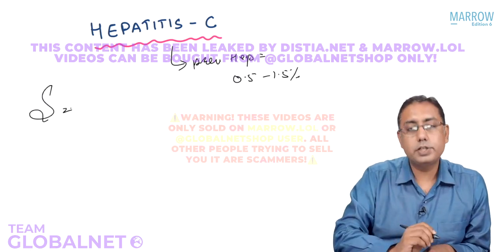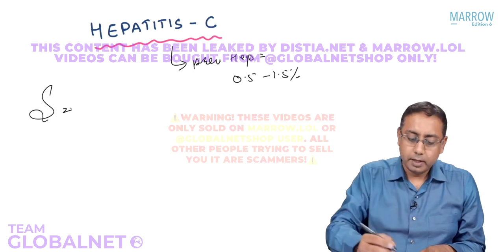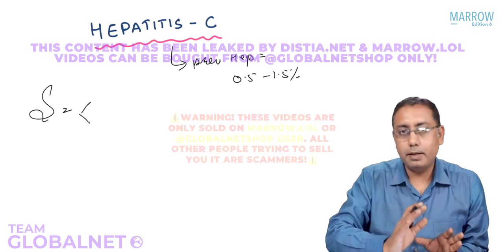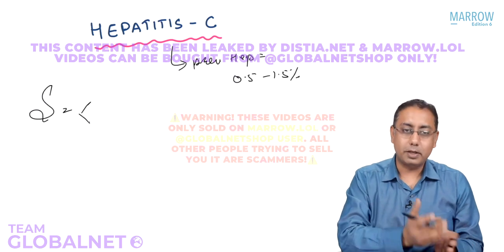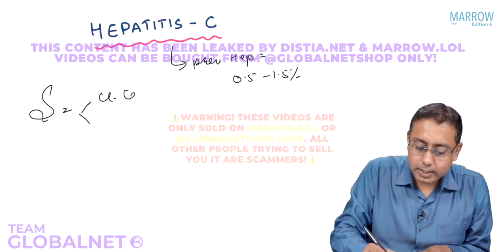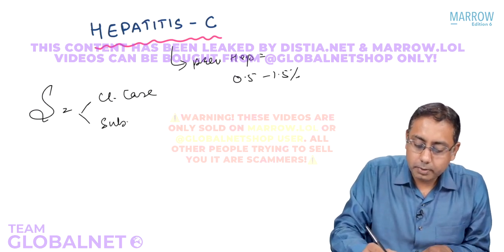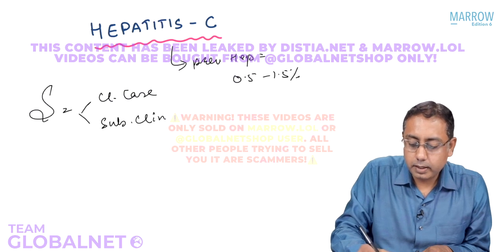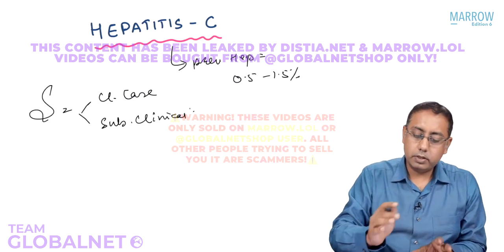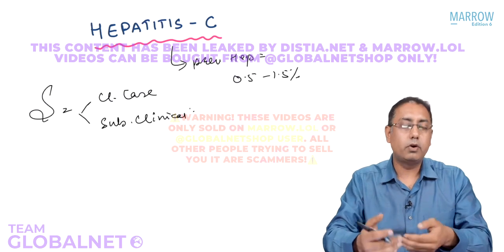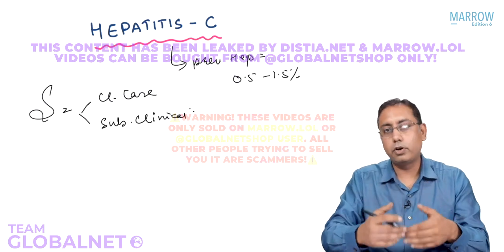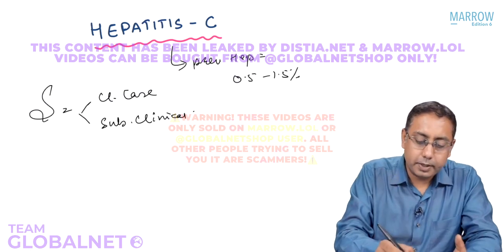Talking about the epidemiological features, the source and reservoir are the same in all the hepatitis, right? It's a human. The source could be a clinical case, or we can have a subclinical case, or a person who is inapparent or anicteric, not showing signs and symptoms of hepatitis C.